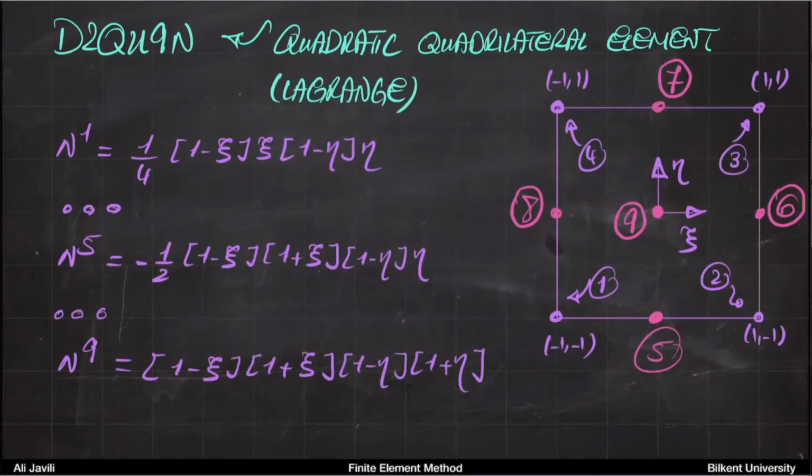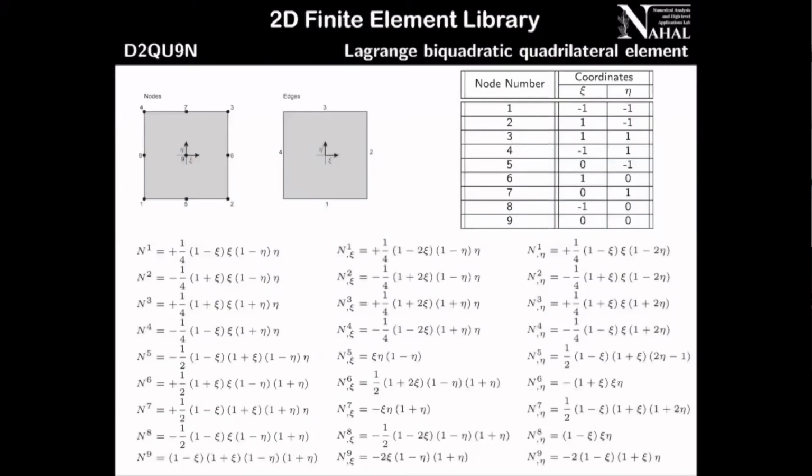And if I want to just show you the slide associated with that, it looks like this. Okay, so again, you have this element. That's exactly how we have it. These are the nodes. So 1, 2, 3, 4, and then 5, 6, 7, 8, and 9 is at the center. These are the shape functions, and these are their derivatives with respect to each coordinate. All right, so that's that.